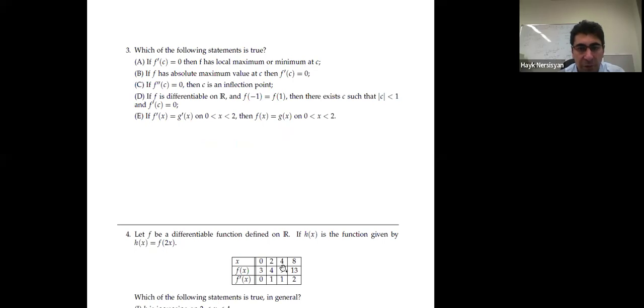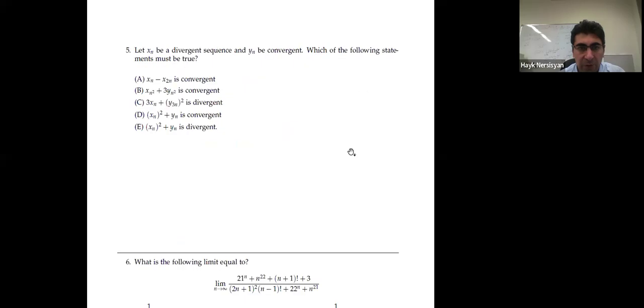Okay. 3, 4, 5, 7, and 9. Fifth one. Xn is a divergent sequence, Yn is convergent. We should find the correct statement, which is true always. Like, xn minus x2n is convergent. There is no reason to say that xn minus x2n should be convergent. Xn is divergent. What if xn is divergent, x2n is convergent? We might have such a case. Minus 1 to the power of n is a similar example. Not true.